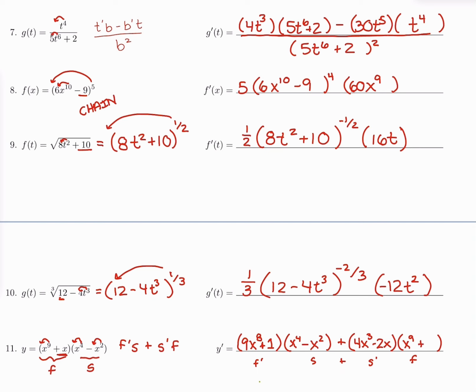x to the 9th plus x. Derivative of the first, original second, plus for product, derivative of the second times the original first. So that looks like it is good to go. And we just did some extra practice with the quotient, lots of chain, and then a product.